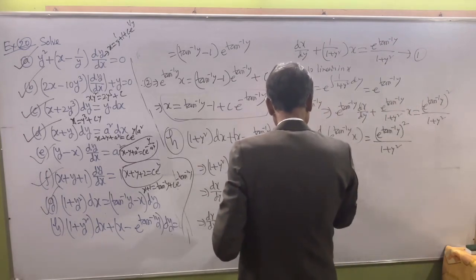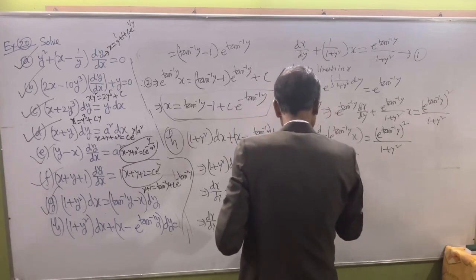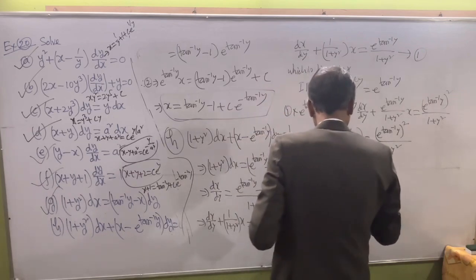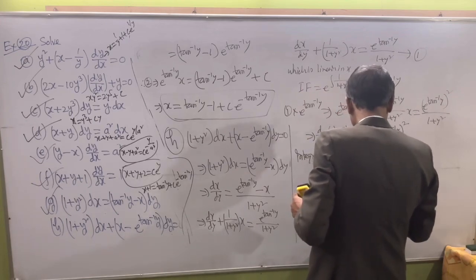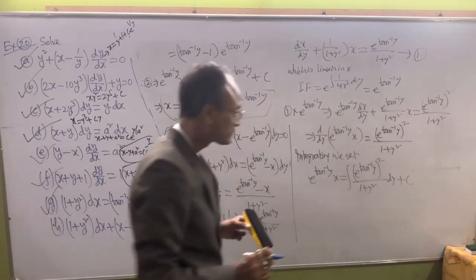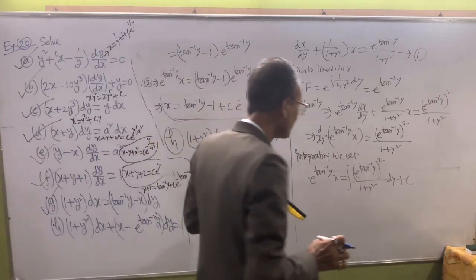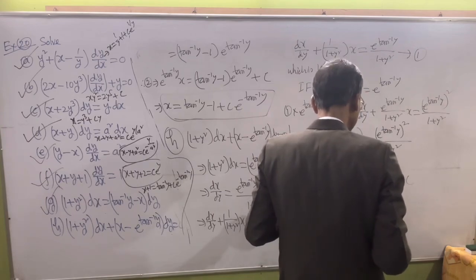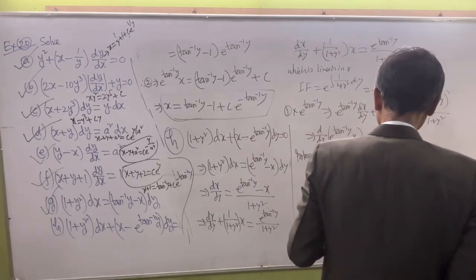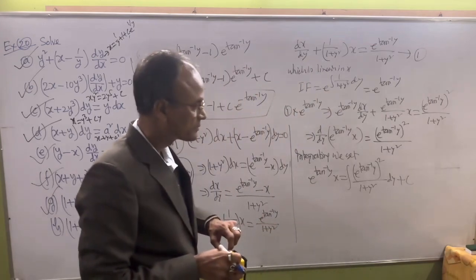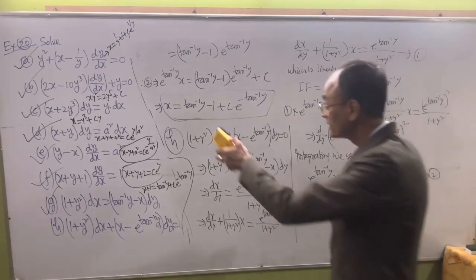Integrating, we get e to the power tan inverse y into x equal to the integral of e to the power tan inverse y whole square divided by 1 plus y square dy plus c. Suppose this is number 2.